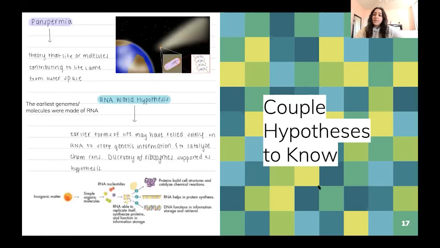And a couple hypotheses you should know. Panspermia, we talked about this, how it's a theory that life evolved from outer space, like some bacteria came from outer space to Earth and that kickstarted everything. And then the RNA world hypothesis is basically referring to the earliest genomes being made of RNA. RNA started everything. So these are just a couple hypotheses that you should know.